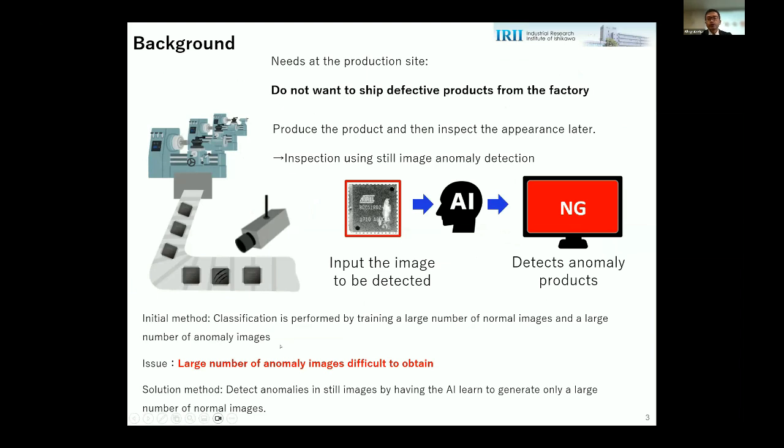The initial method we tried is classification, performed by training a large number of normal images and a large number of anomaly images. There was an issue. A large number of anomaly images is difficult to obtain. Then the solution method is to detect anomalies in still images by having the AI learn to generate only the large number of normal images. That is good.